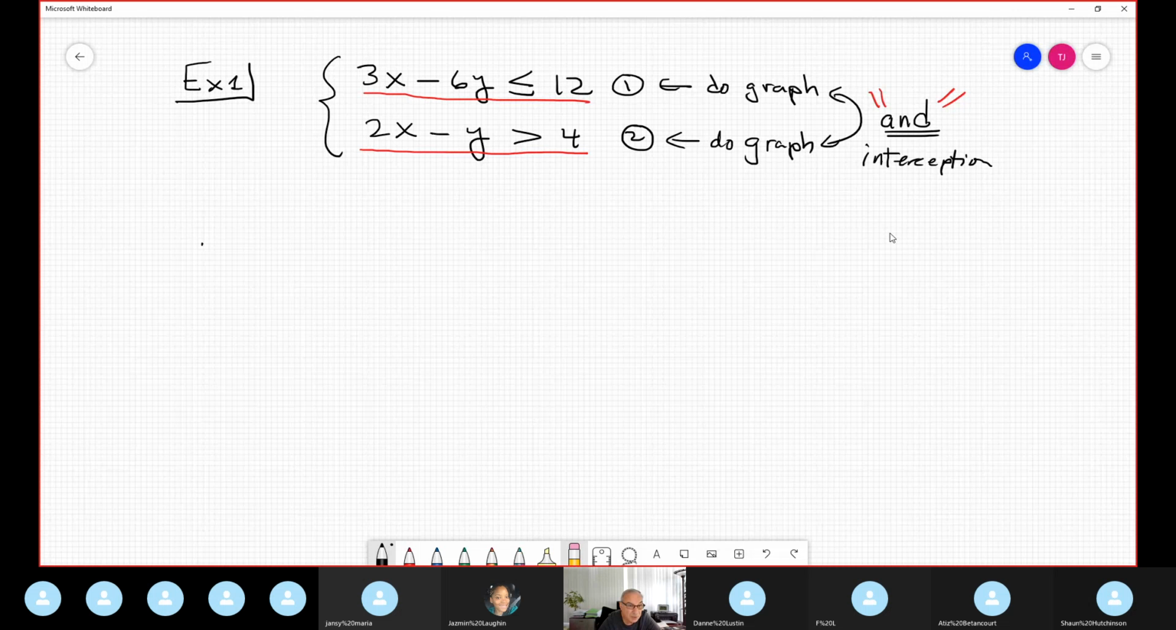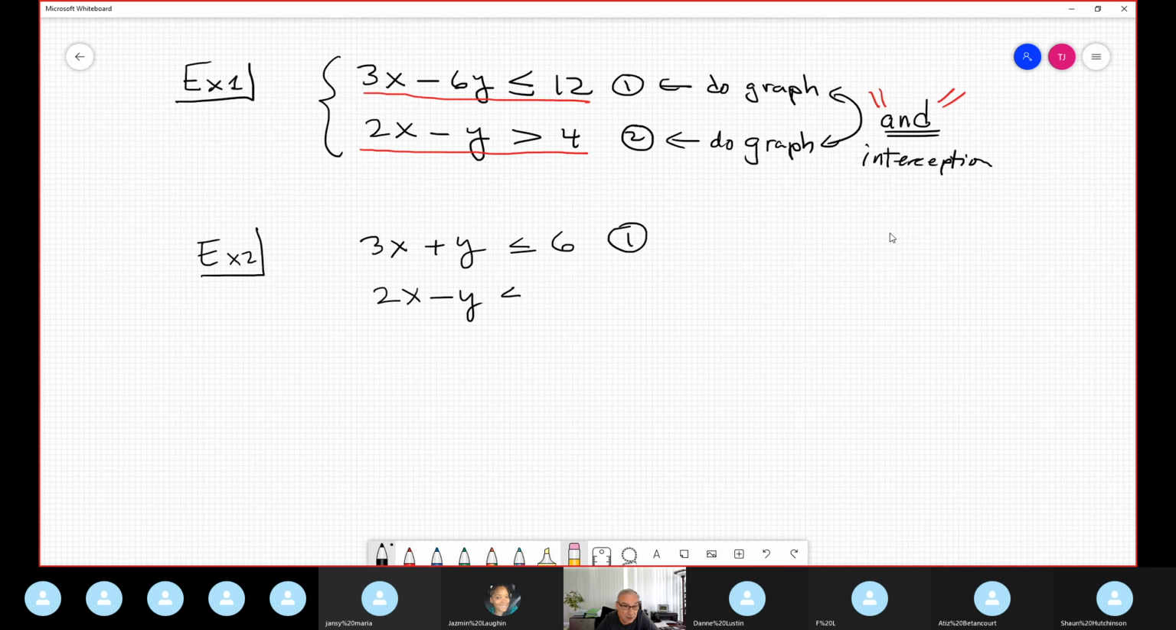Example 2 is 3x plus y less than or equal to 6. Inequality number 1. The second inequality is 2x minus y less than or equal to negative 1. So far it's a linear inequality. And x greater than negative 2 is the number 3 inequality. And y less than 4, number 4 inequality. This system contains 4 inequalities.